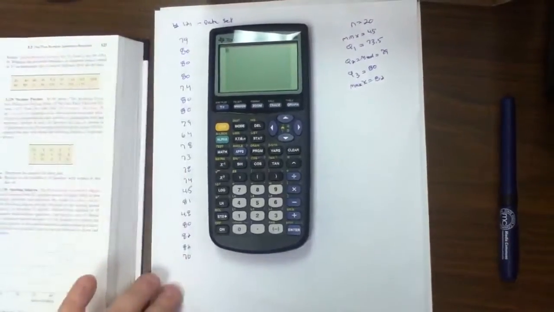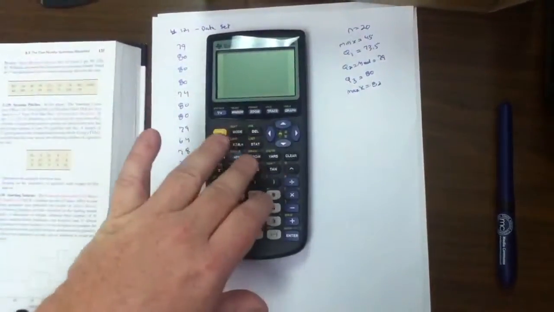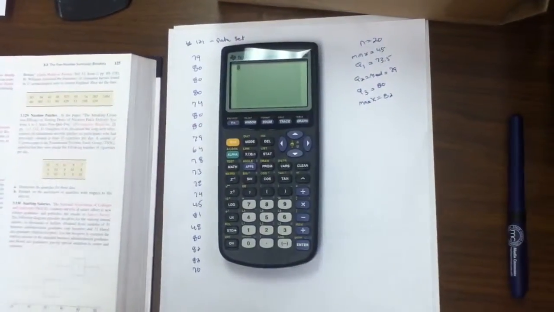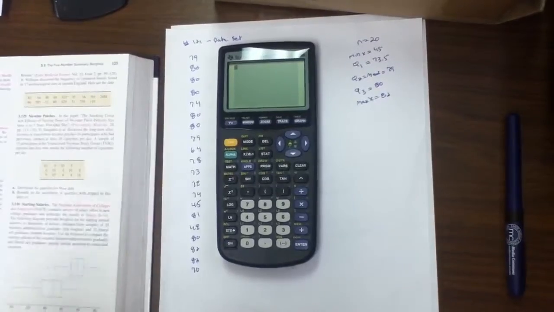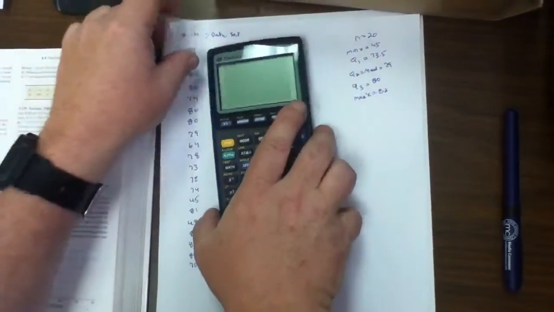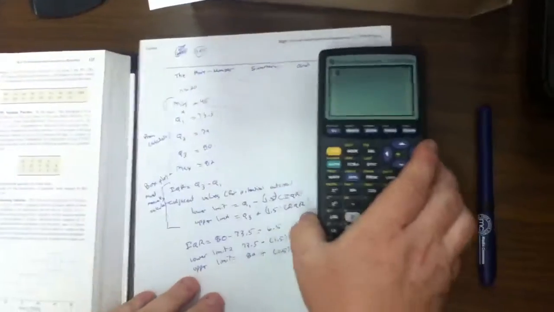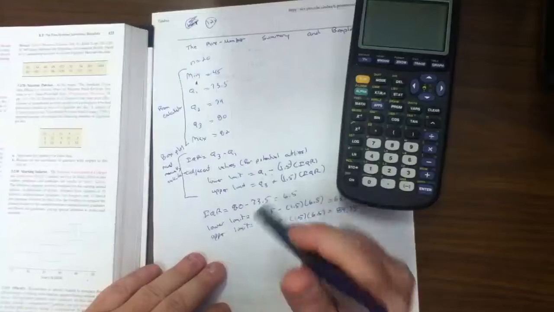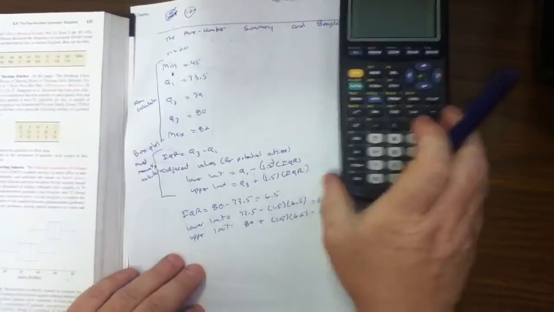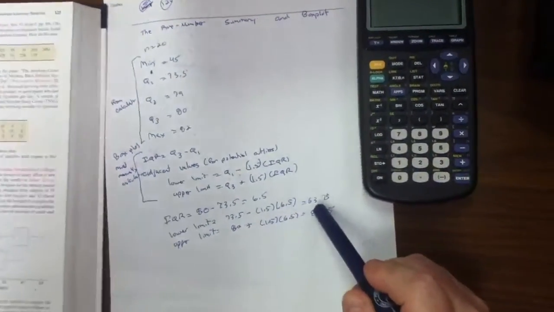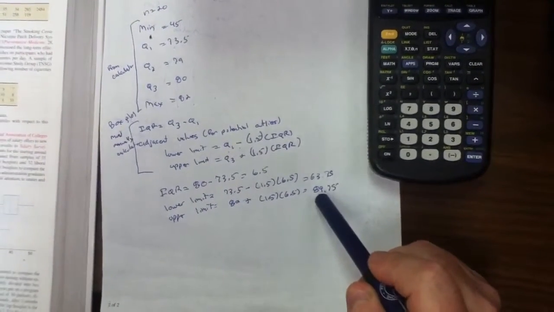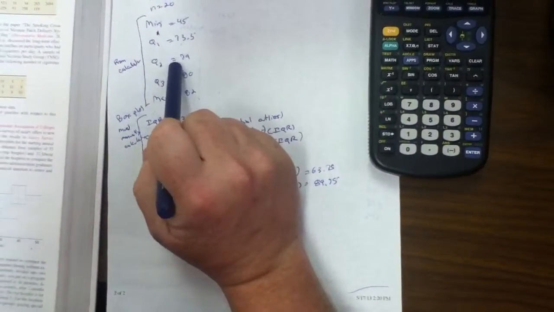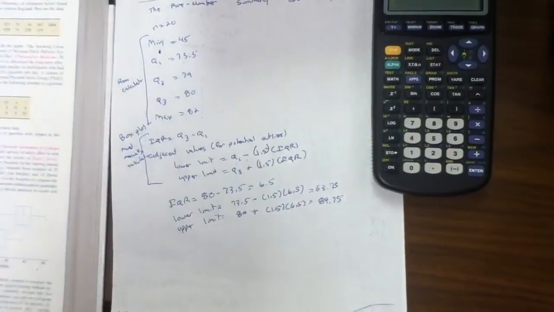This data that I have on the paper is already in the calculator. Just as a refresher, this data came from problem number 121. We don't have to enter the data back in because it's already in there from the previous example. From the previous example, we calculated the min, the max, Q1, Q2, and Q3. We calculated the IQR to be 6.5, the lower limit to be 63.75, and the upper limit to be 89.75. Q3 was 80, Q2 was 79, Q1 was 73.5.